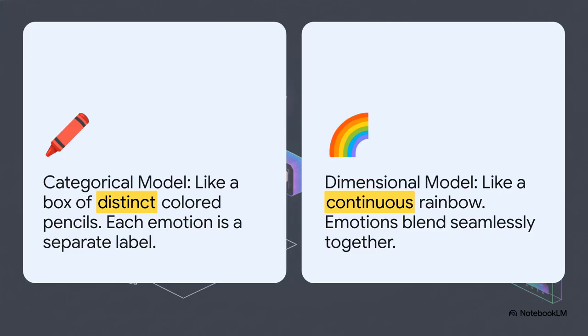So this brings us to two very different ways of mapping emotions. The first is the categorical model. Think of it like a box of colored pencils. Each feeling is its own distinct, separate color. You've got red for anger, blue for sad. Simple. But then there's the dimensional model, which is much more like a continuous rainbow. It gets that emotions blend together, that you can feel a kind of reddish-orange, a mix of excitement and anxiety. And for a machine, that rainbow is a much more powerful and accurate map.